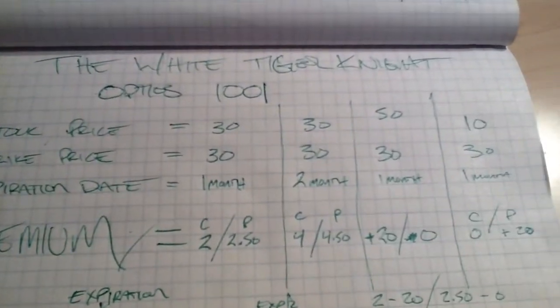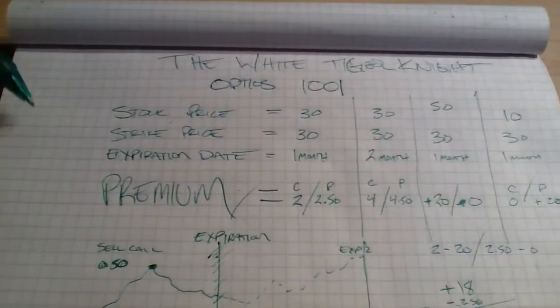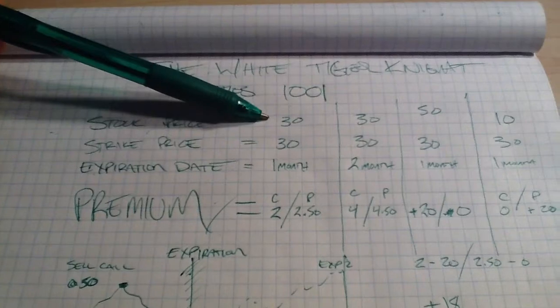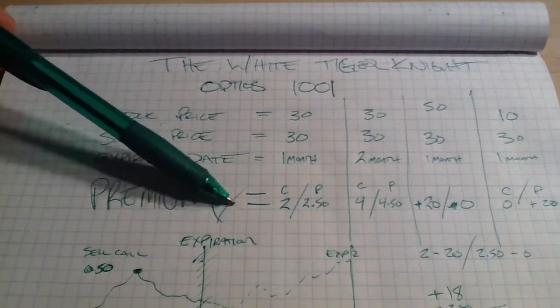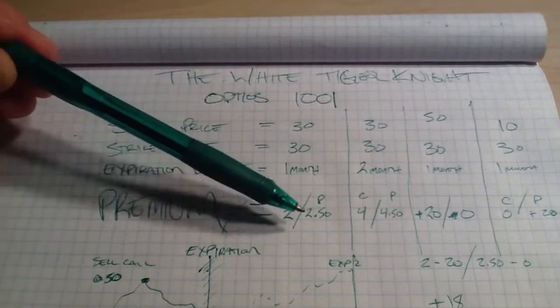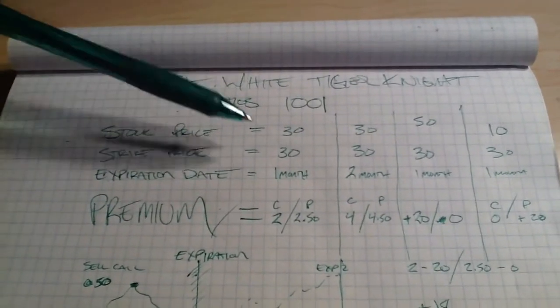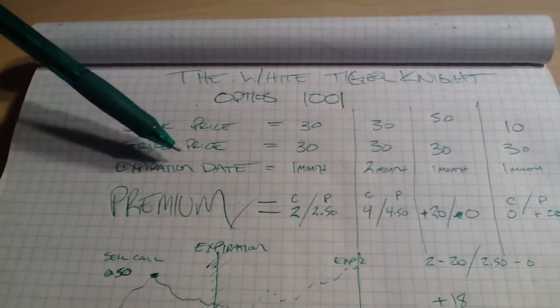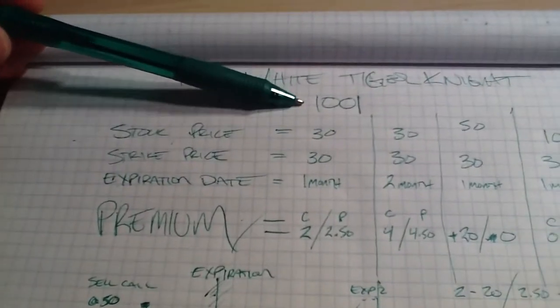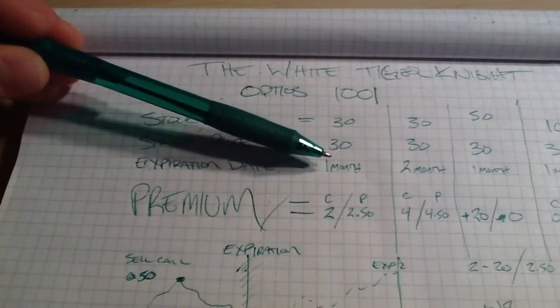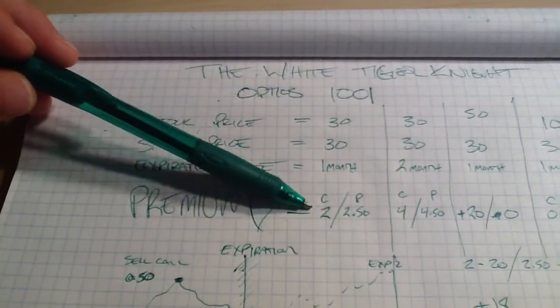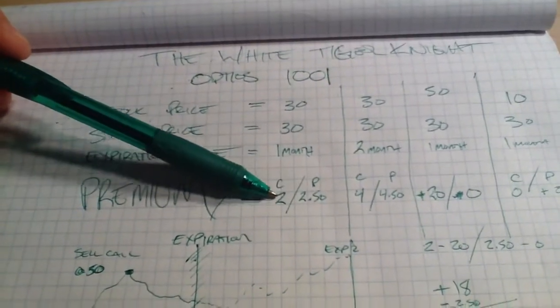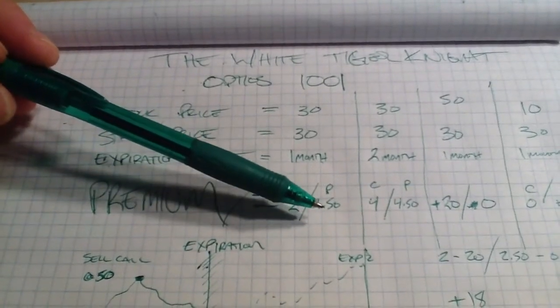Now, say for example in our hypothetical scenario here, the stock price is 30. Your strike price is 30, meaning that gives you the right to buy with the calls or sell with the puts this stock at 30 until the expiration date. Okay, so the stock's at 30, strike price is at 30, your expiration date in this scenario is 1 month, so your premium is about $2 for the calls and $2.50 for the puts.